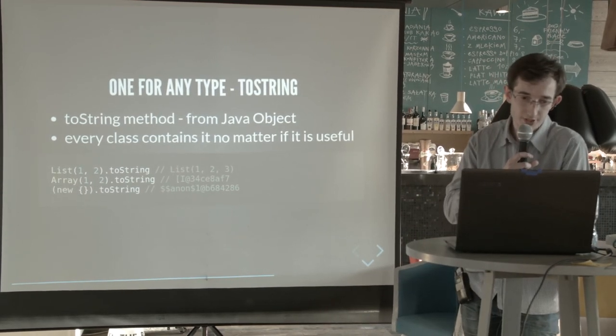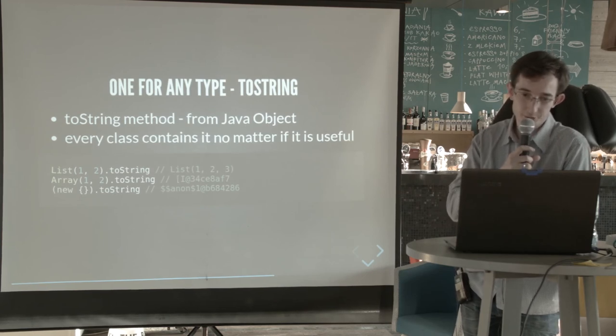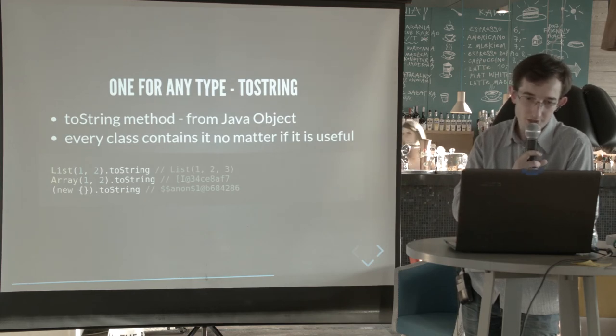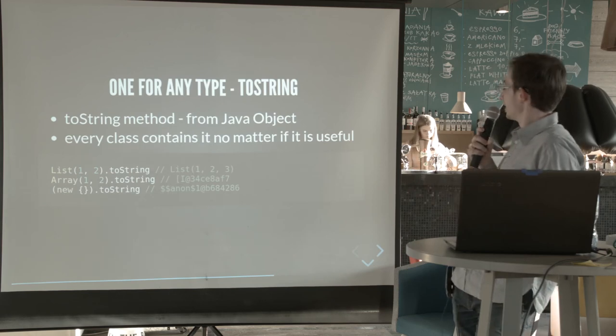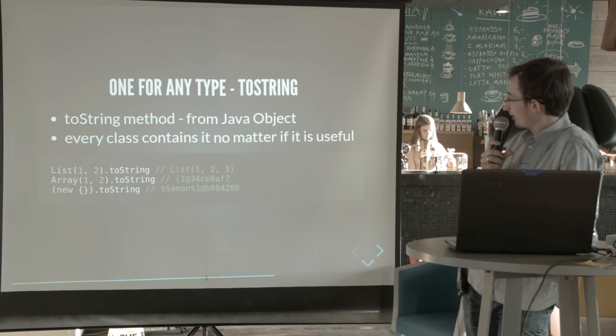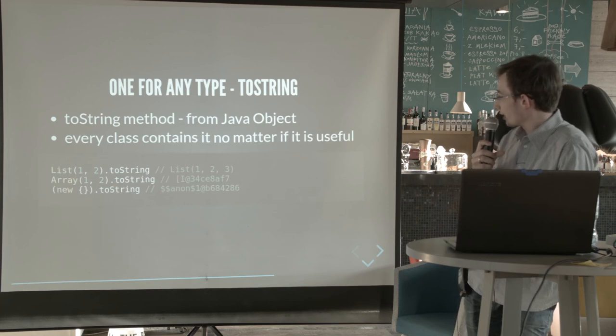As the next example, I consider two string methods which came to Scala from the Java world. The toString method is defined in any class, in Java Object class. Every Scala and every Java class contains a toString method, despite it being sometimes useless and not behaving as most people would expect. Consider toString method on a list, in contrast to an array and some anonymous object. The first one is okay, however the second and third are, for me, useless.